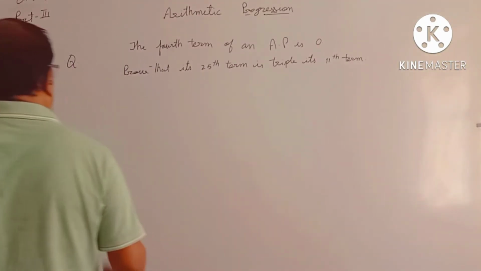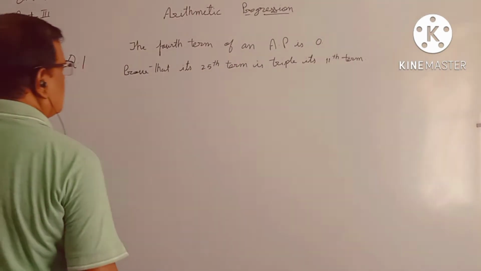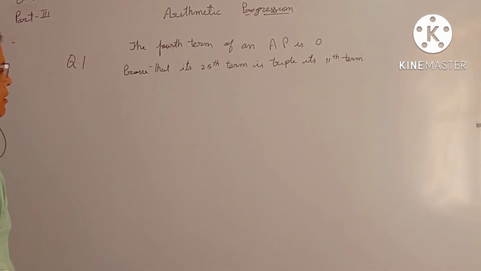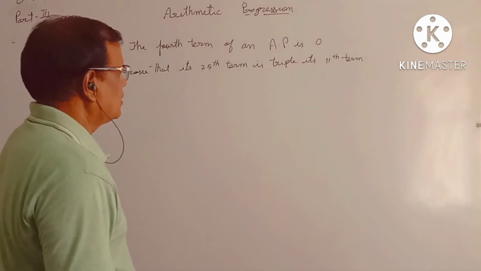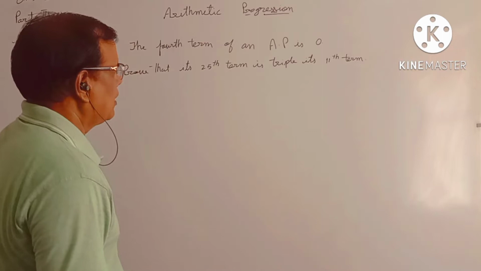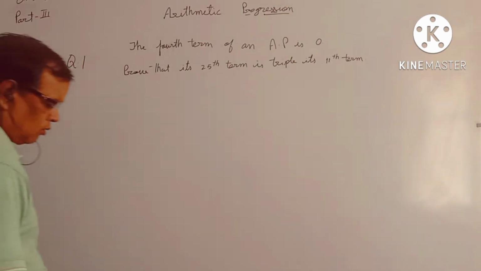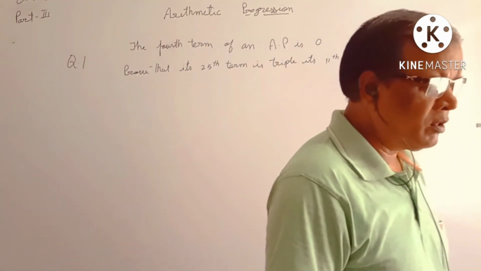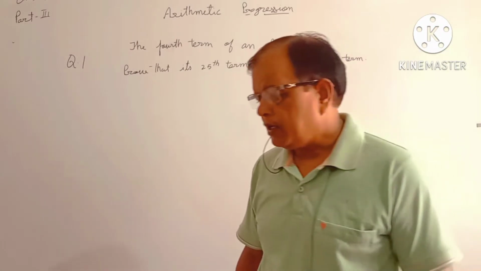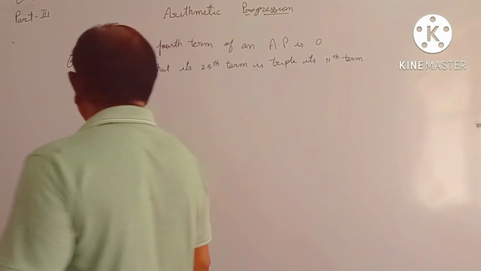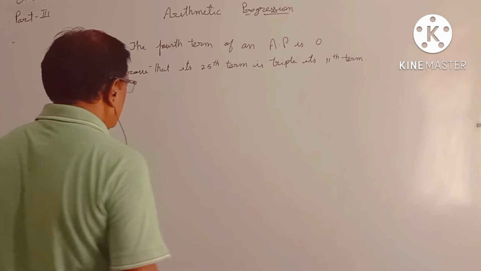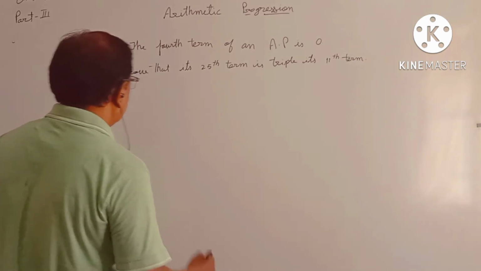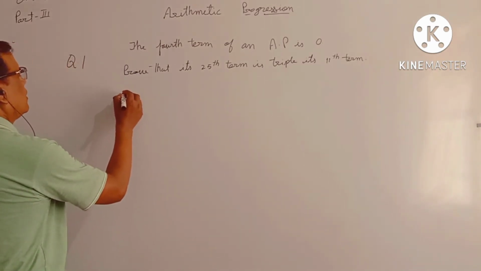Question 1: As the fourth term of an AP is 0, prove that its 25th term is triple its 11th term. As we know, Tn equals a plus n minus 1 into d. So, what is a and what is d? A is the first term of the AP and d is the common difference. Now I am going to solve it here.